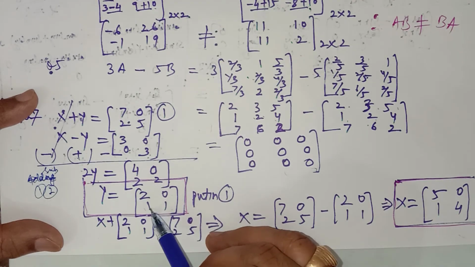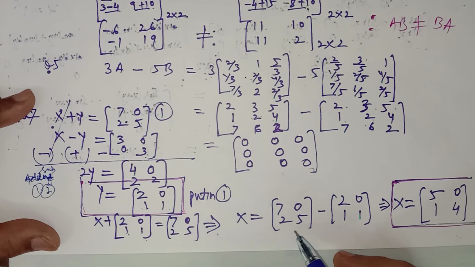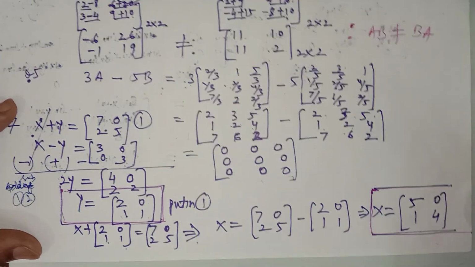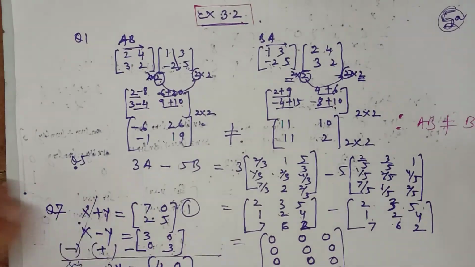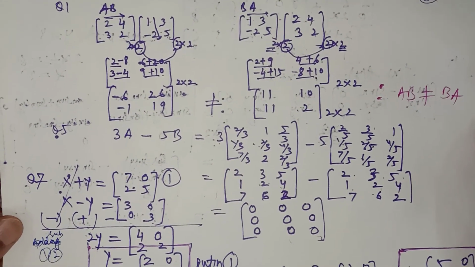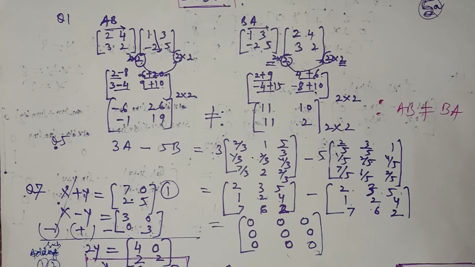Now if we put the value of matrix y in either of the equations, I put it in the first one and take this to the right hand side, we will get the matrix x, that is 5, 0, 1, 4. So this is question number 7, and there is one more part in this question like this. You have to solve it simultaneously. Okay, we will discuss the remaining questions in the next lecture. Thank you.